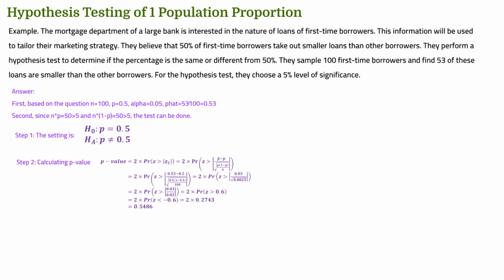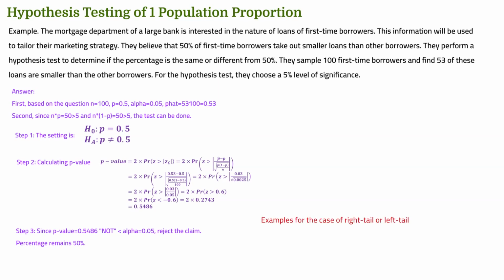We have all these values, we plug in, and we get 2 times probability of Z greater than 0.6, which is 2 times probability of Z less than minus 0.6. If you do the calculation, it is 0.5486, which is not less than alpha, which is 0.05. So we reject the claim. Percentage remains at 50%.